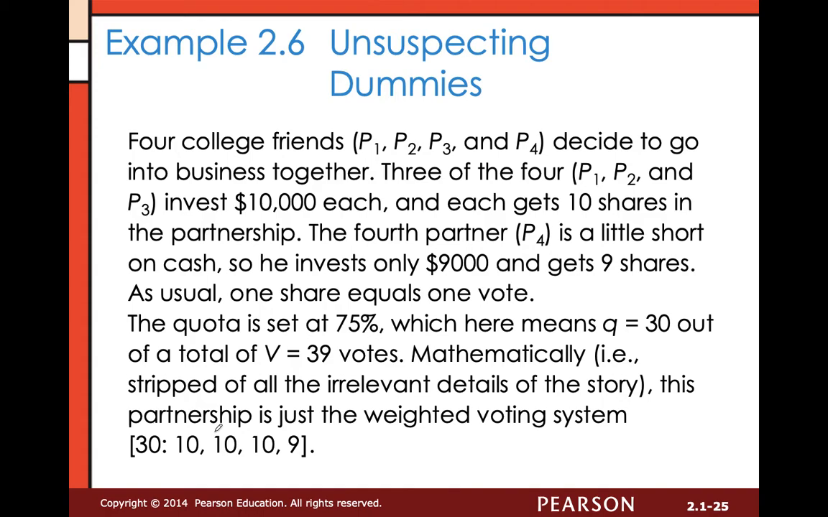possible votes. Mathematically, stripped of all the irrelevant details of the story, this partnership is just the weighted voting system of 30, 10, 10, 10, and 9. So if you think about it, and we'll talk more about it on the next slide, the only way to get 30 is for these 3 to agree. 9 has no say in it at all. It's going to be a dummy.